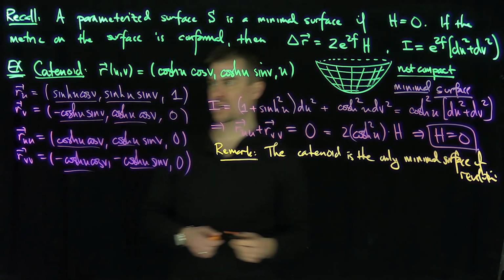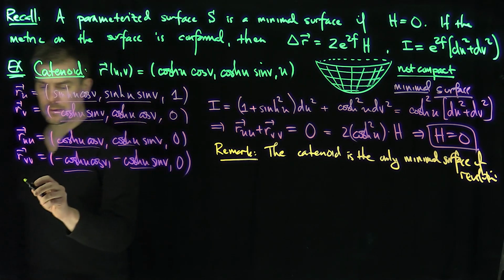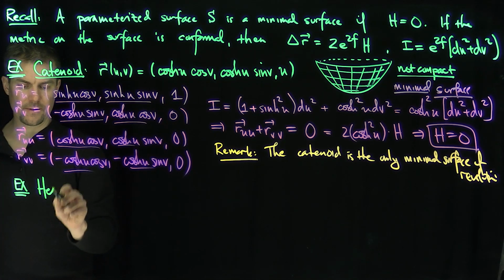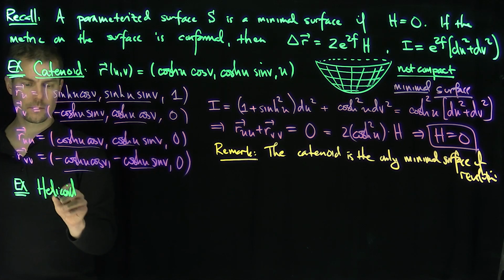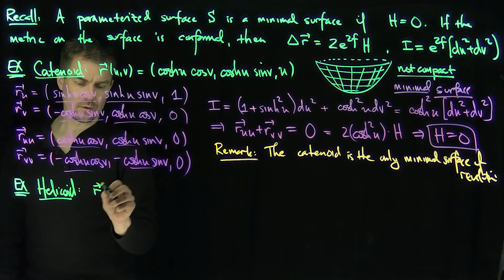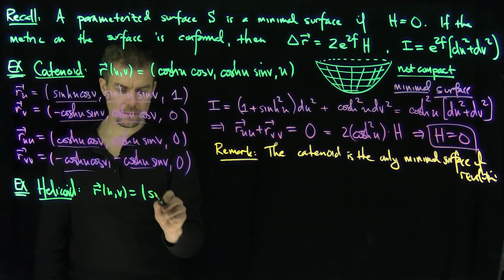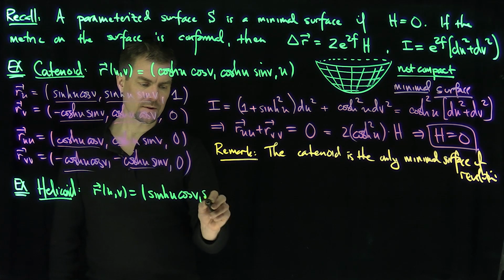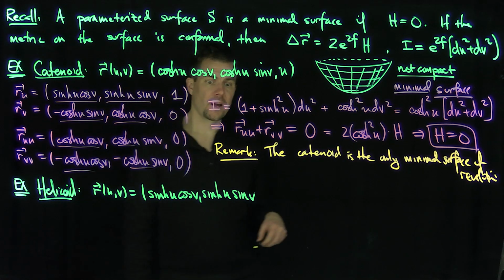Excellent. That's our first example of a minimal surface. Let's do the next example. Next example is a helicoid. The helicoid is defined as follows. That's R of u and v is sinh u cosine v, sinh u sine v, and then v.